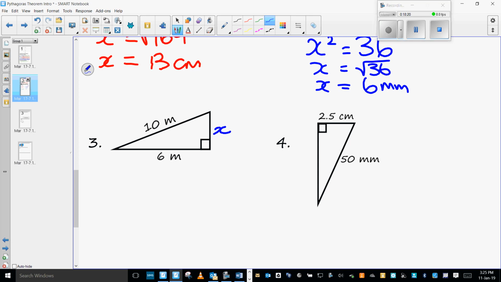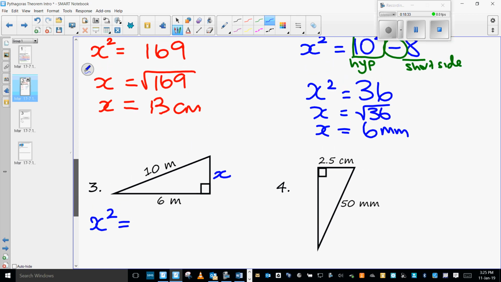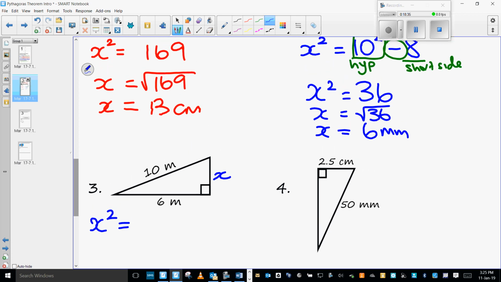I'm going to start with x squared equals because I like to do that. I don't really like rearranging. I'd like to have my answer straight away. So x squared. We're trying to find x squared. So what am I going to write here for this one, Georgie? X squared equals 10 squared plus 6. Careful. Minus 6. No, it's going to be subtract because we're finding a short side.